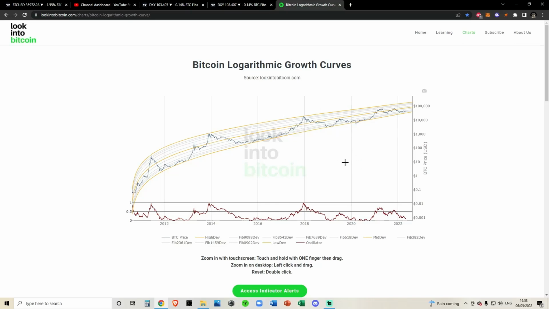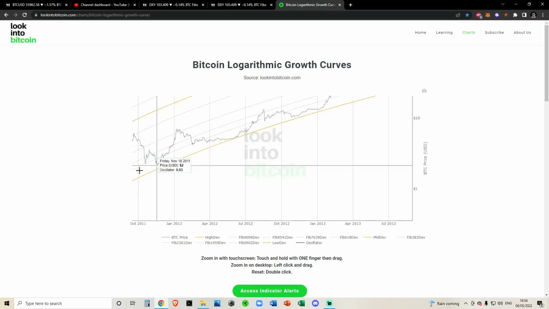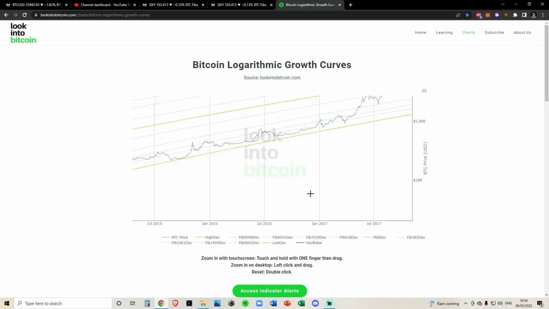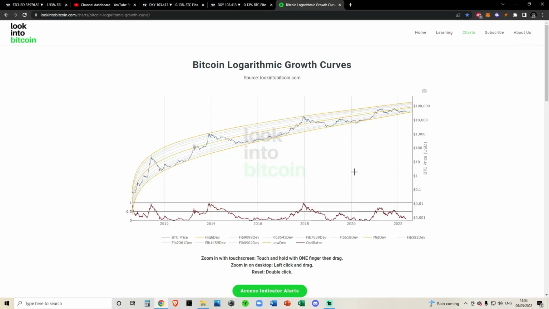So we look at these logarithmic growth curves to give us an idea of where we are from a macro market perspective. And like I said, if we look at this chart, every time we've come down to this one deviation oversold, it was the bottom in that market cycle. If we draw it over to the next bear market bottom, you can see this was the bottom in this market cycle.